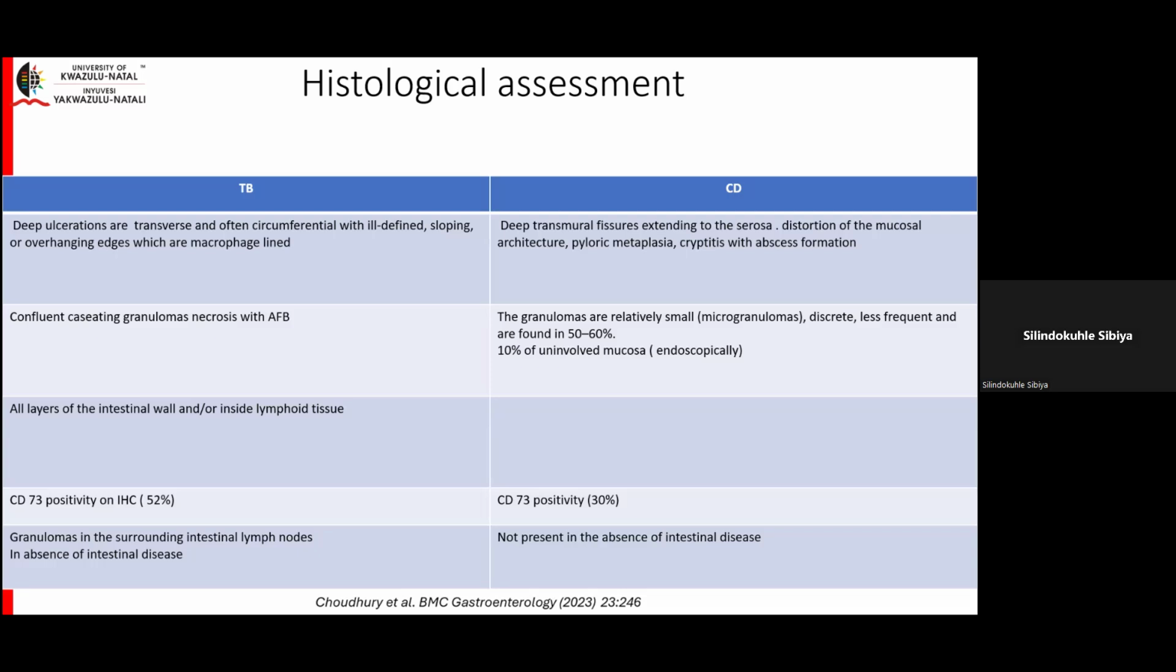The granulomas in TB are found in the surrounding intestinal lymph nodes in the absence of intestinal disease in TB, while lymph node granulomas are not present in the absence of intestinal disease in Crohn's disease.